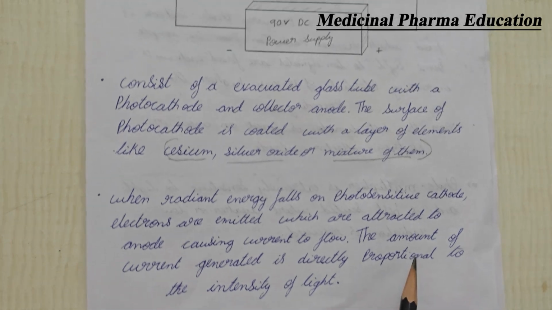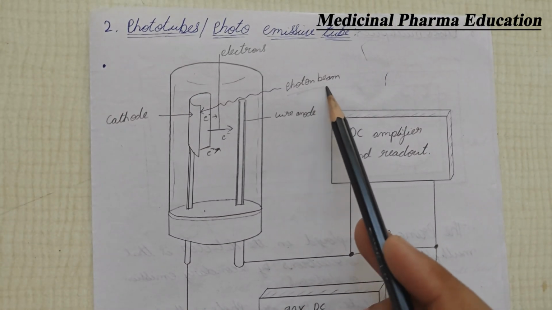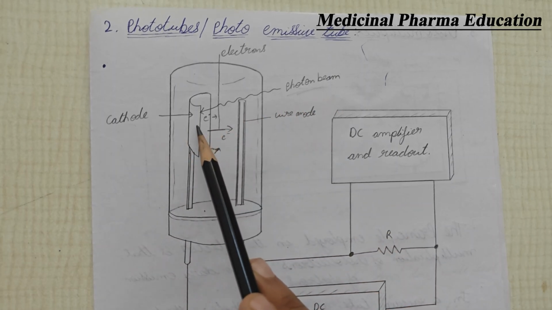I think so, I understood. It is very basic, simple. I'll explain it one more time. See, the electron beam falls on the photocathode.